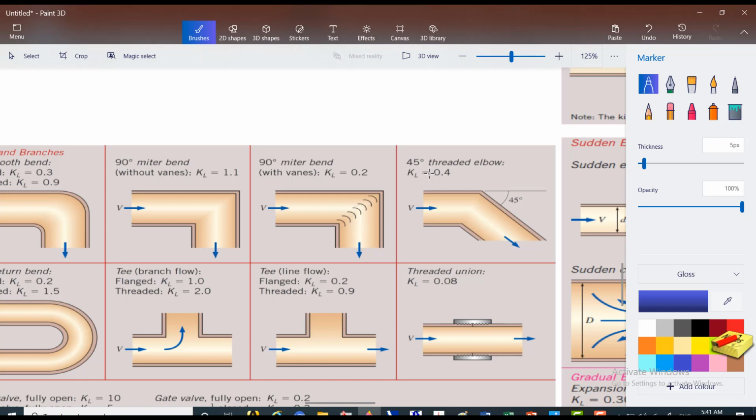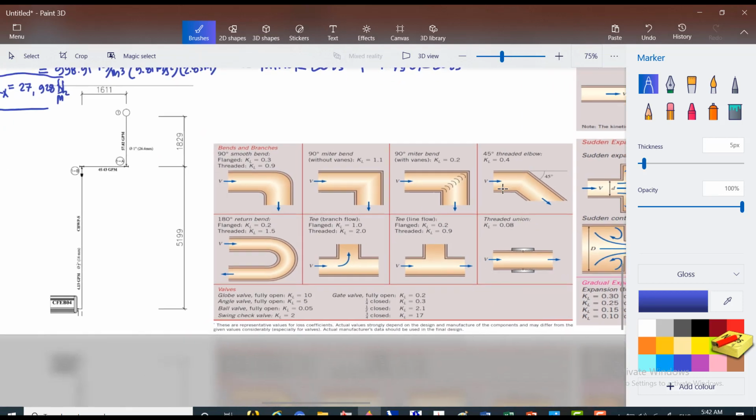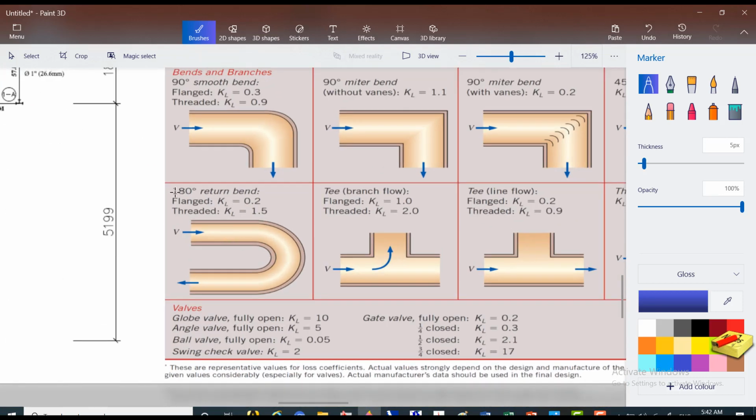And also we have the 45 degrees threaded elbow. Okay, then also the 180 degrees return bend. In actual installation of piping, this one is not used very often. Mostly it is used with copper pipes. Copper pipes usually come in coils, so that's why you have your bend.